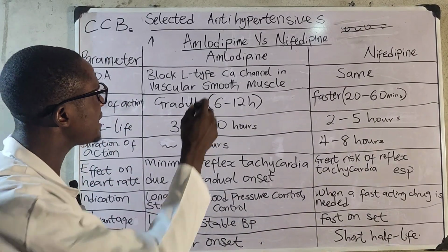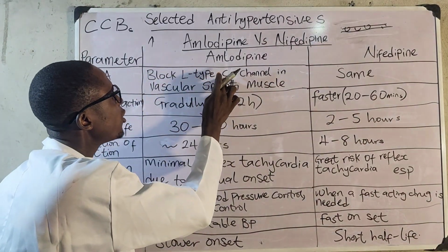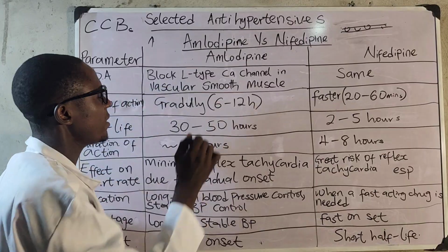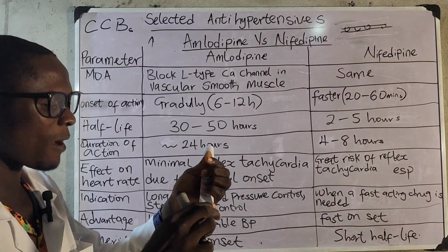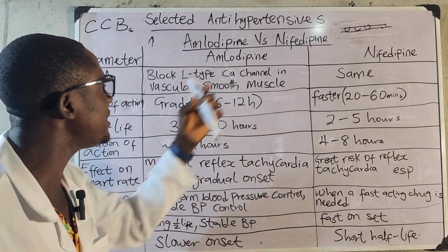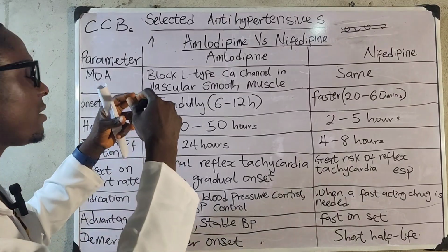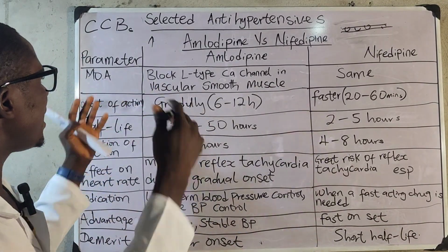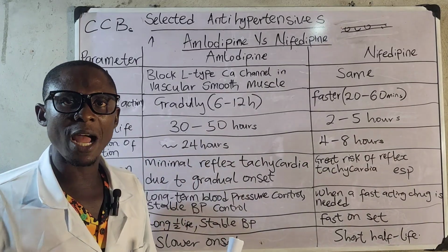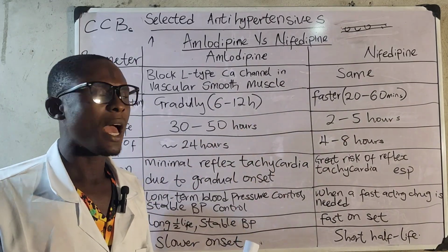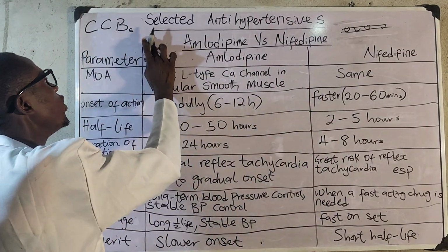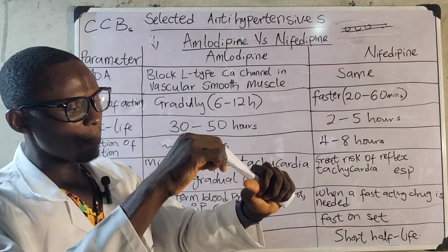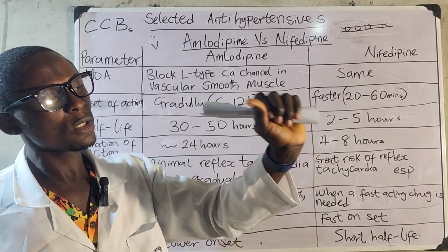is to stop this calcium. It will block this calcium in the vascular smooth muscle, in the vessel smooth muscle. And when this happens, there will be dilation. When there is dilation, it will reduce peripheral vascular resistance, and automatically the blood pressure will reduce. Like what I'm saying here, it will cause dilation.